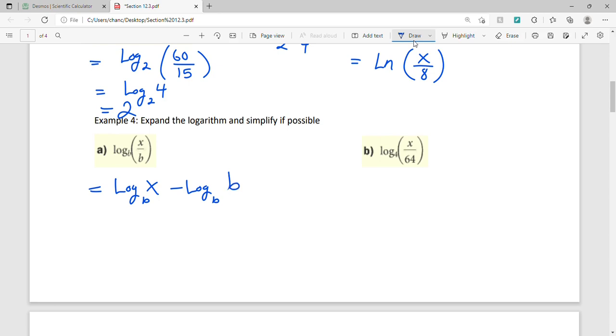This can now be simplified. The right side, the log base b of b, is asking b to what power gives us b. We know an exponent of 1 will give us b back, and so log base b of b is equal to 1.